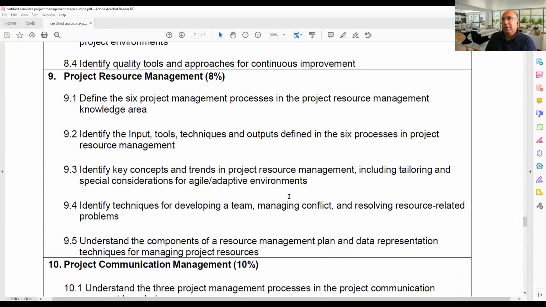And then resource management. In resource management, you understand how to manage the people, how to manage your resources, how to manage the money and time that is available to you, and you will tailor. And conflict is normal. Anywhere you have people together, there will be some conflict. So how to manage that is very important.